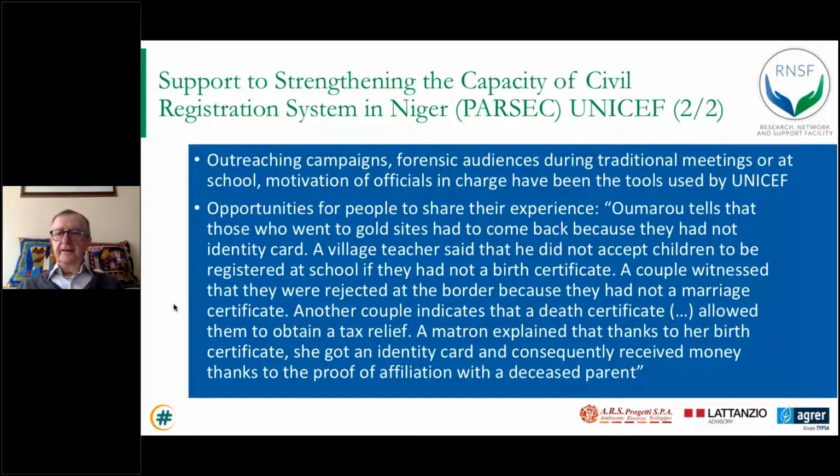Matron explained that thanks to her birth certificate, she got an identity card and consequently received money thanks to the proof of affiliation with a deceased parent. So these are examples of when an identity card or a birth certificate is necessary to have access to the rights of the person.